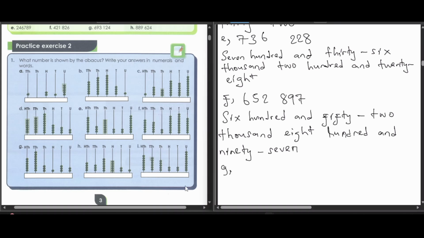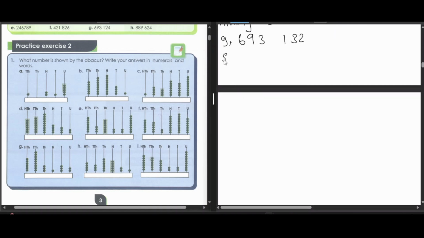Let's go to G. G 1 2 3 4 5 6 1 2 3 4 5 6 7 8 9 up with 3 1 3 2. 693,132. So ngatingoinyorera panapa ninge yakati 693,000 and 132. So 132 say izo.